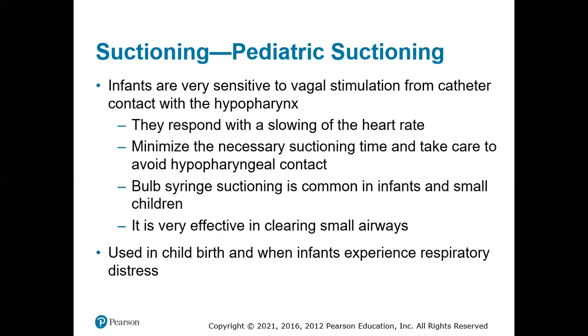We need to be very careful when we're suctioning. This is focusing on pediatric, but as a whole, when you're suctioning, if you go too far into the back of the throat, you're going to stimulate the vagus nerve, and it's going to slow the heart rate. It says pediatric, but it can happen in adults as well. So the moral of the story is that you shouldn't be suctioning any farther than you can see. Bulb syringe suctioning is also common. We've got that little blue bulb for infants and small kids. We'll go over that during skills.